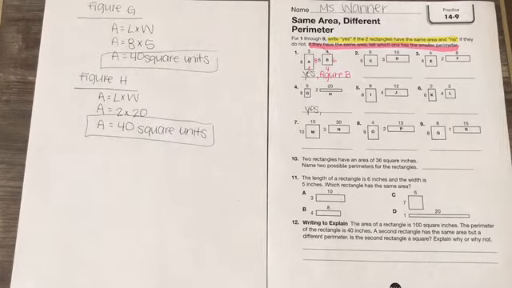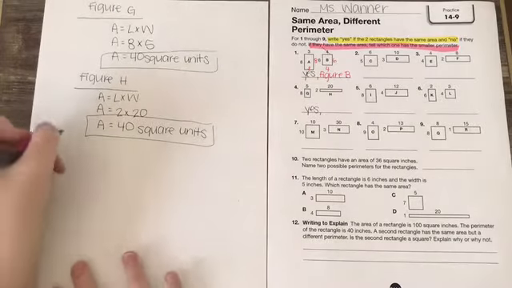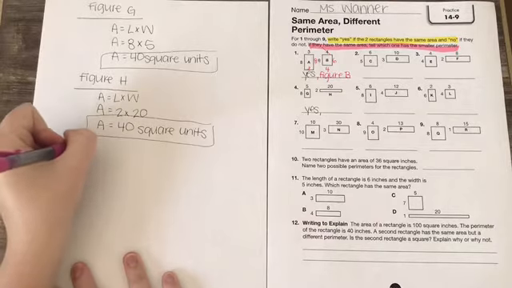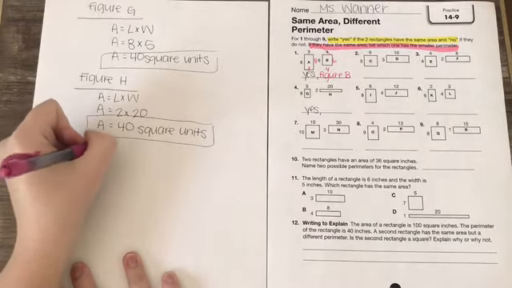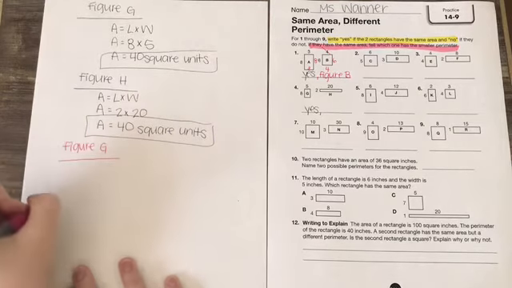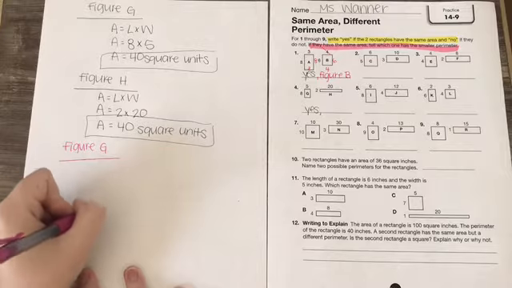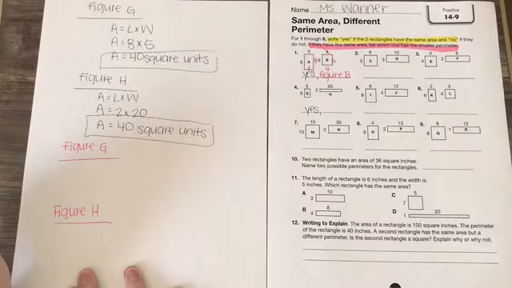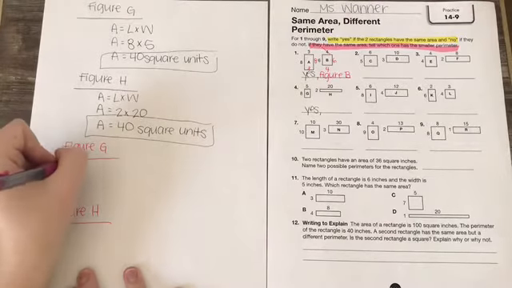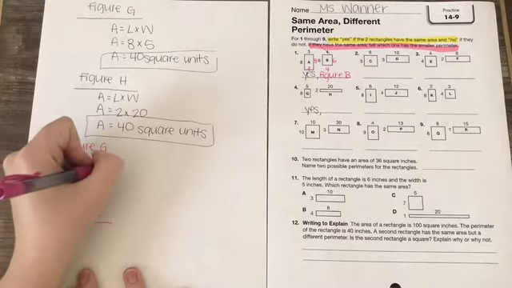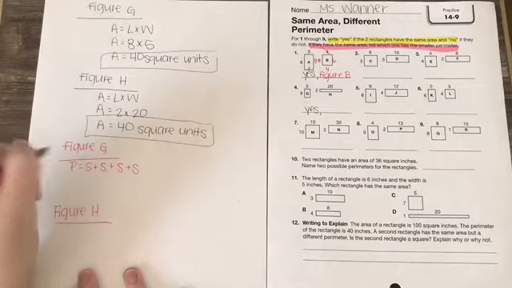All right, and then what is our second step? What is our next part of the problem? Exactly, we need to find the perimeter. So I'm going to write down here for figure G, and then for figure H. Okay, so remember the perimeter is all the sides added up. So we have 4 sides, so I'm just going to write side plus side plus side plus side.